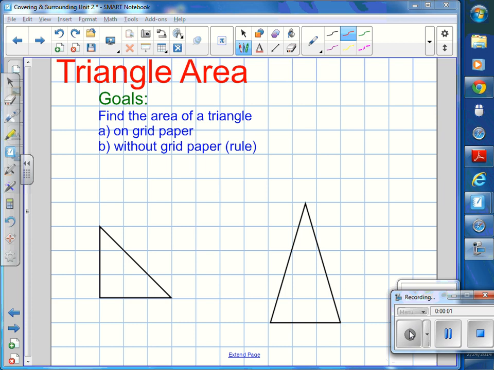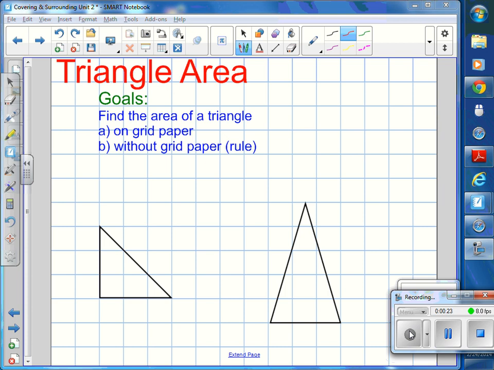You can see the goal is that we're going to figure out the area of the triangle. You guys over at the round table might want to move to the back table so I'm not standing in front of you, if you need to. But you should be able to find the area of the triangle with grid paper, which you've done. We're going to review that, and without grid paper, with the rules. We're going to review the rules and why they work.